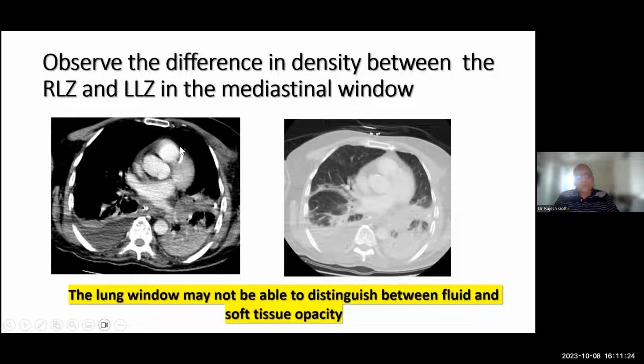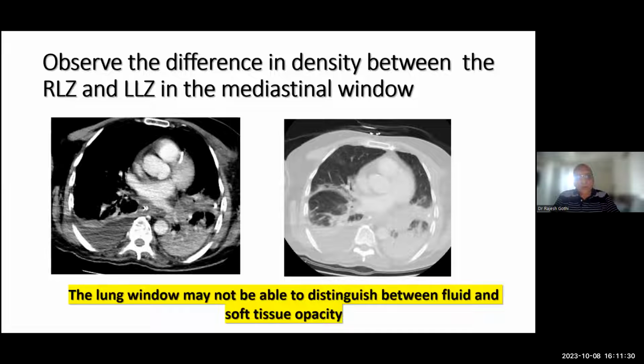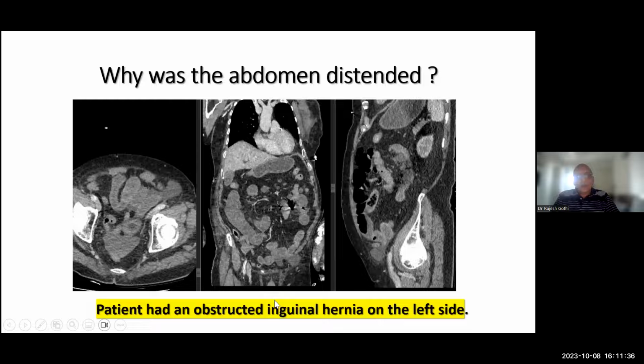This patient also had a stent. So there were findings in the chest of right pleural effusion, consolidation, a stent, and a dilated esophagus. But what about the abdomen? So in the abdomen, why were the bowel loops distended? When we were looking at the abdomen, we found that there was an inguinal hernia which had obstructed. So there was an obstructed inguinal hernia causing distension of the bowel loops. There was hardly any fluid in the peritoneal cavity.